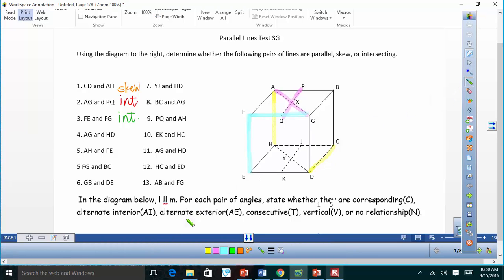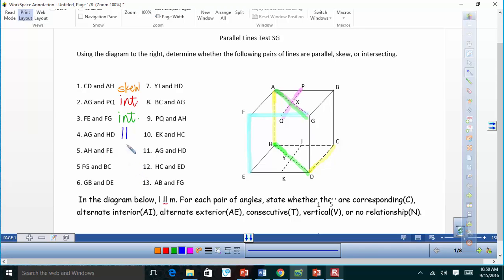Next, let's look at AG and HD. AG is this line right here, and HD is this line right here. Are those parallel? Yes. So I'm going to write the symbol for parallel because we want to get used to doing that. Okay, so how do we feel about skew, intersecting, or parallel?